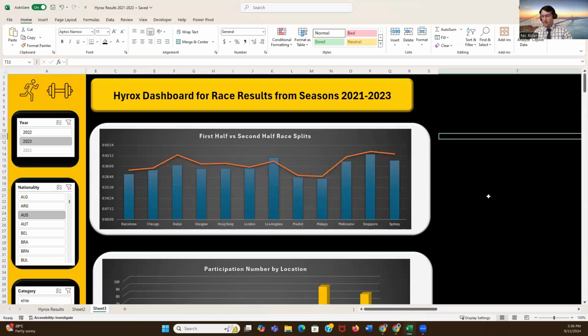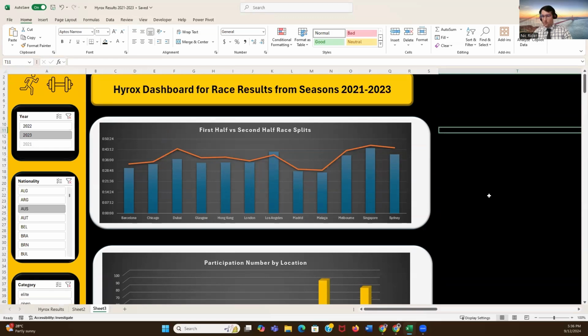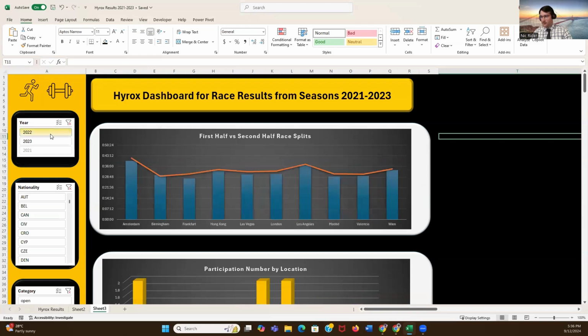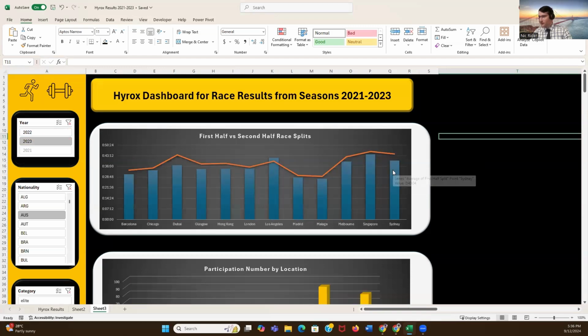And we can see here, based on the Australian pro females in 2023, the pro female athletes had quite a big disparity between the first half split and the second half split in Sydney. I believe that was the first one Sydney had, maybe 2023. I can just check that. Yeah, so Sydney's first event in 2023, 40 minutes for the first half on average, and then 44:28 for the second half on average. There was nearly a 4.5 minute disparity there between the first and second halves in Sydney and Dubai as well.